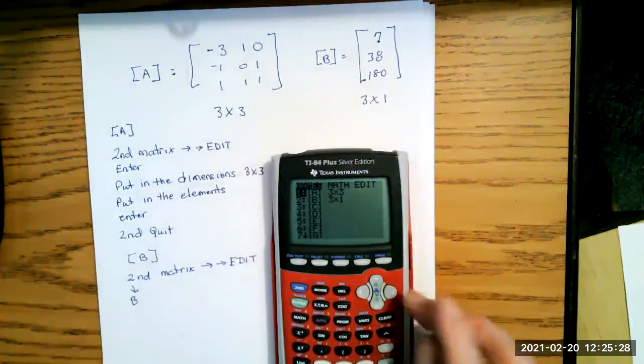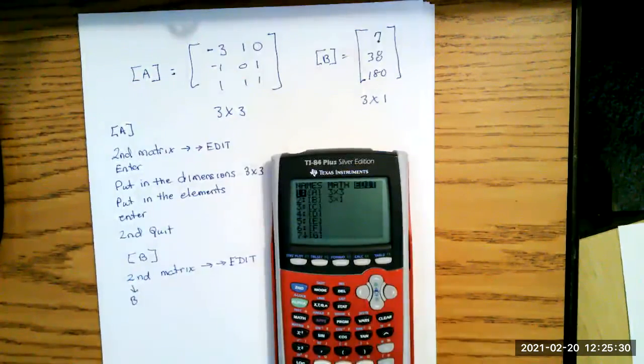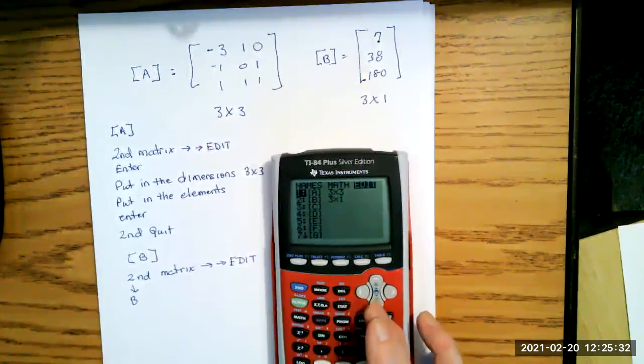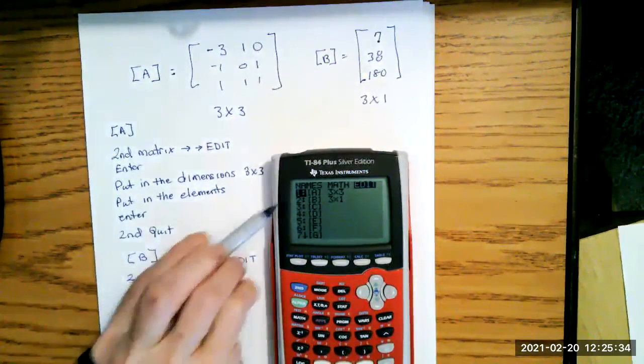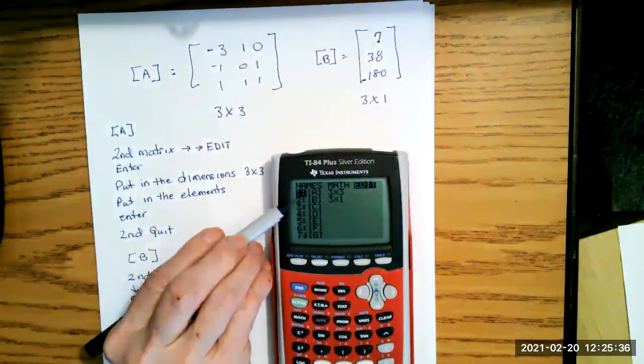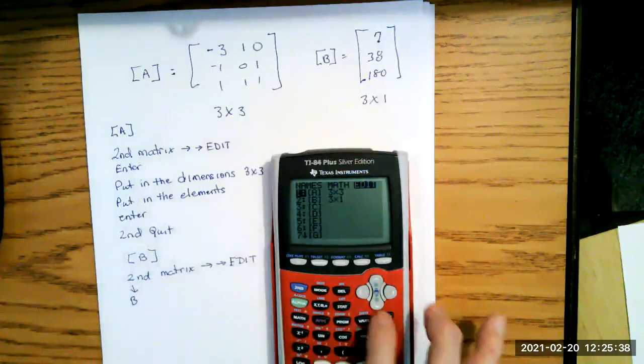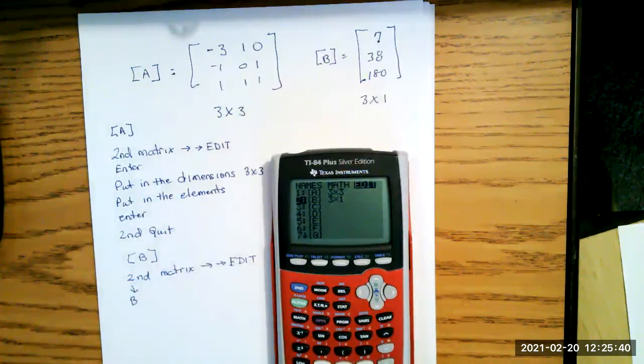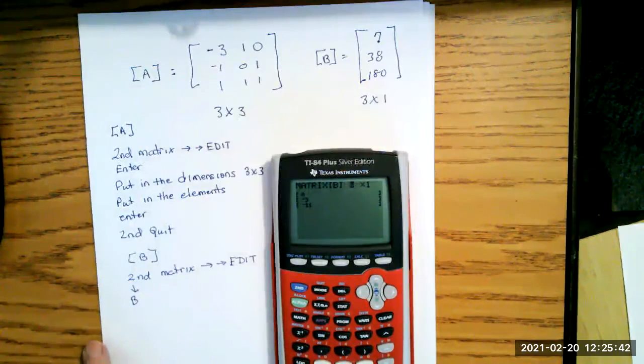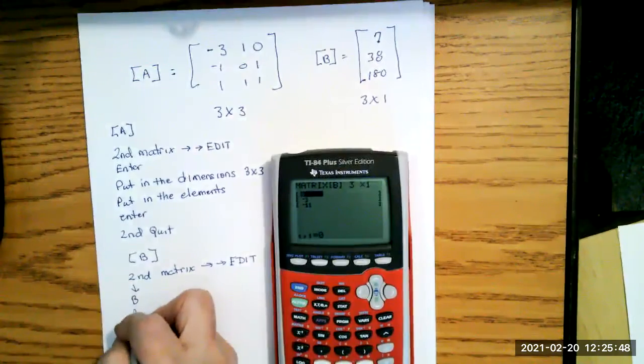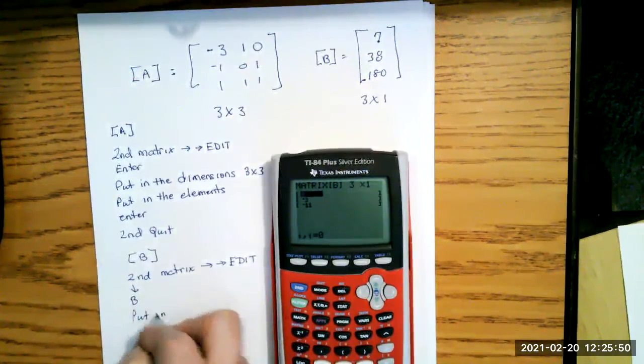Then I'm going over to edit because I have to put in B. I haven't done anything with B yet. But notice it's highlighted on A. See how A is highlighted? You want to go down to B because you're interested in putting in B before you enter. Now, it's a 3 by 1. I already have my 3 by 1 in there.